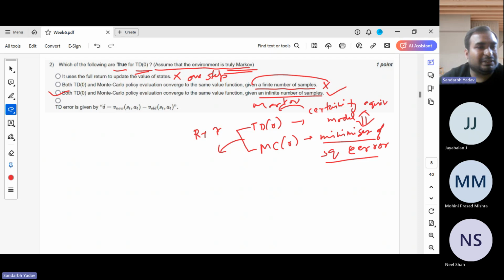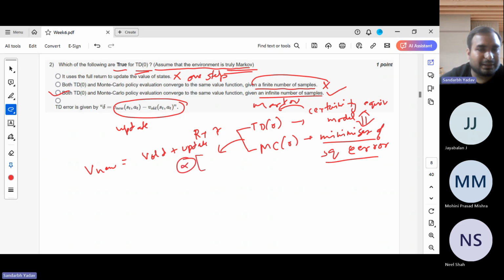And in the fourth option, they have given that the TD error is given by V new minus V old. This is not the TD error. This is simply the update, right? So we can write V new is equal to V old plus update. And this update also comprises the learning rate multiplied by the TD error. This is based on the last question only. So I hope you got this. If we are given an infinite number of samples, then only will TD0 and Monte Carlo policy evaluation converge to the same value function.